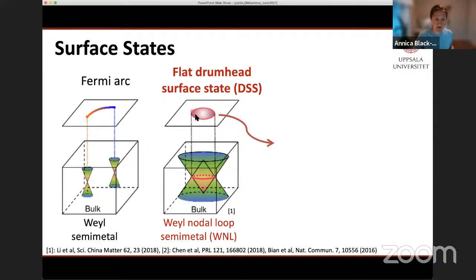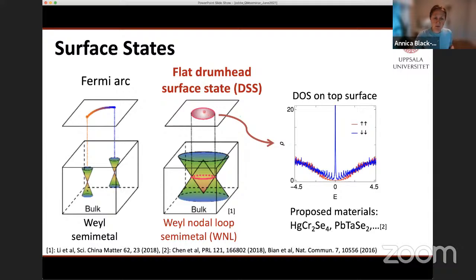So all the states within this region here are states sitting at zero energy. So you have a lot of zero energy states at the surface, and that, of course, means you have a big density of states peak at the surface. And if this is a Weyl nodal loop material, there's no degeneracy, so it's going to have spin polarization here.